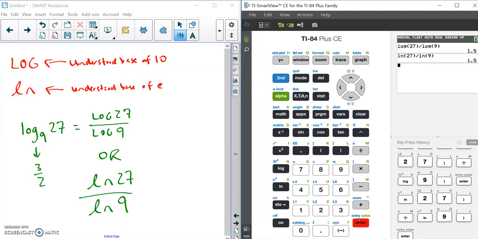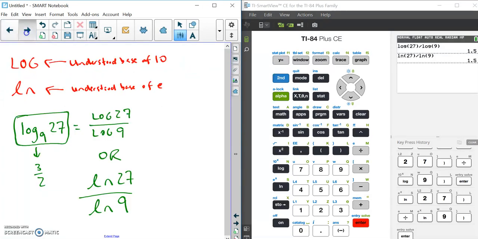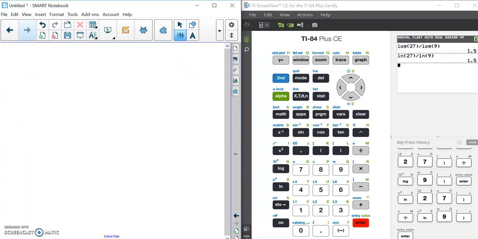Now we already said this is a problem that, although you could evaluate it on a calculator, you don't need a calculator for, because we just showed you could use as a common base on the top and the bottom a base of 3. So let's think about one that we couldn't do without using a calculator. Let's say you had something like log base 5 of 27.